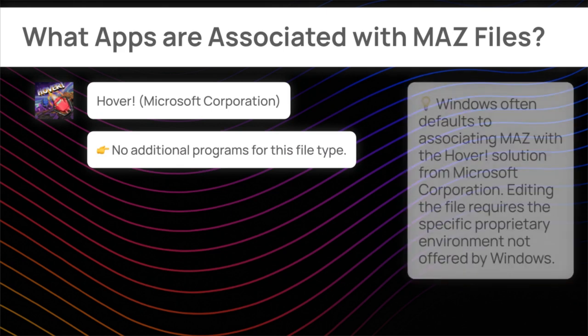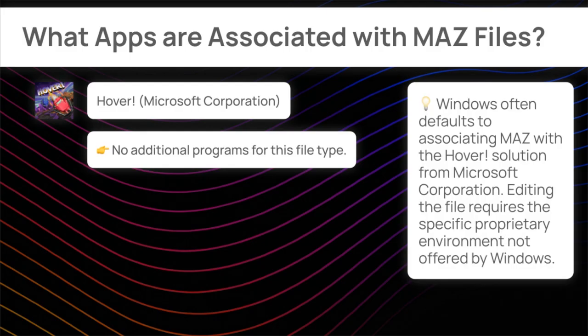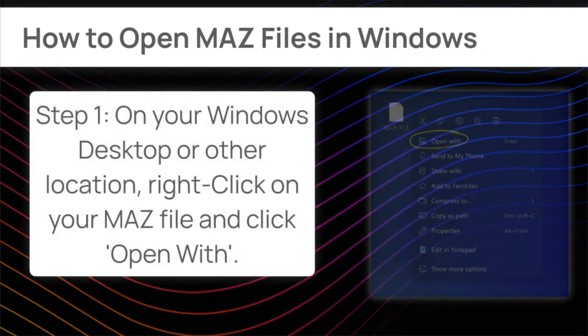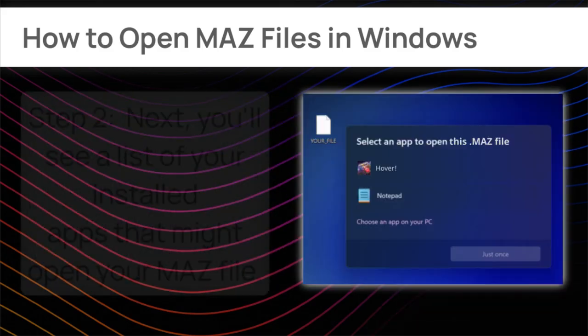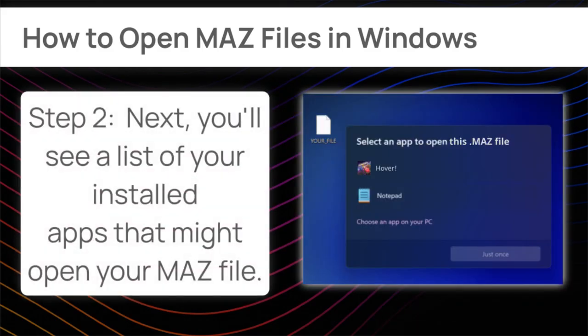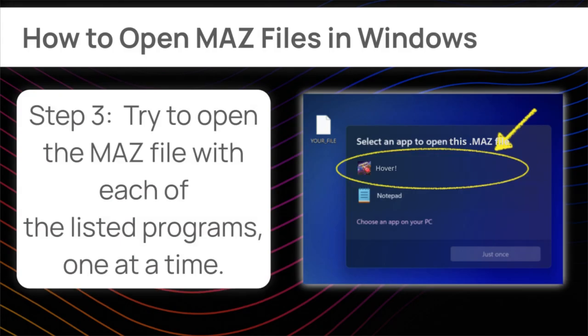Editing the file requires the specific proprietary environment not offered by Windows. Windows provides no functional preview, so viewing game data relies on compatible modding applications. Your essential first move: right-click the MAZ file and choose Open With. If Hover is on your system, select it. If not, choose another program. We must find the app that recognizes the format.